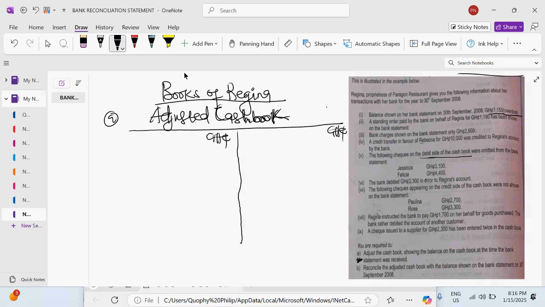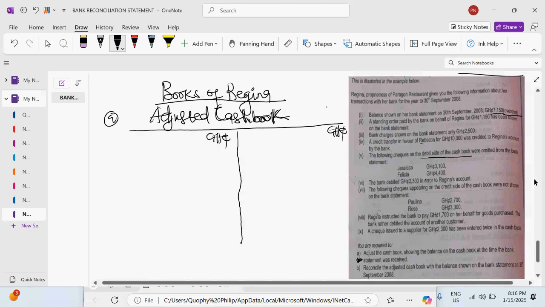So they were in the cash book at the debit side, but were omitted from the bank statement. So is it unpresented checks or uncredited checks? We'll get to know about that. But I think it's uncredited because we have debited it and the bank is yet to credit it. So that is an uncredited check.